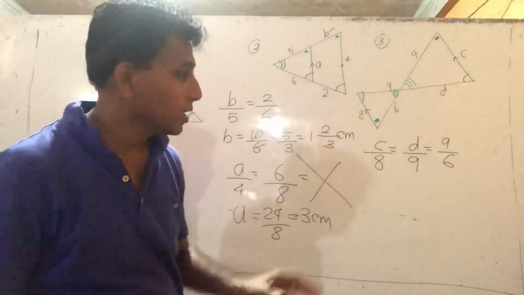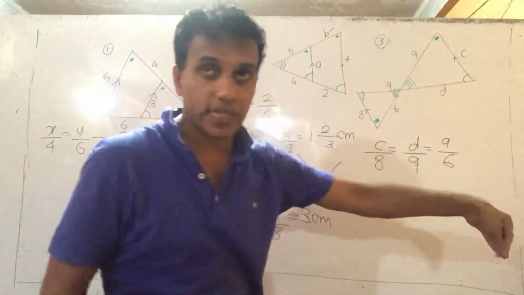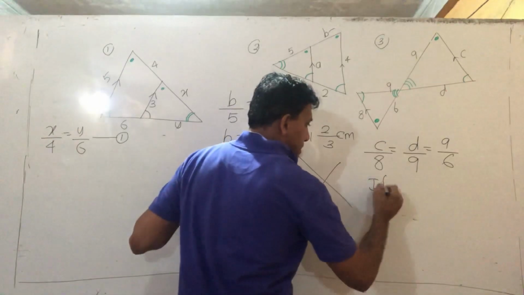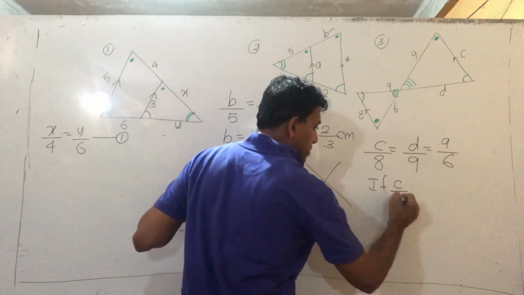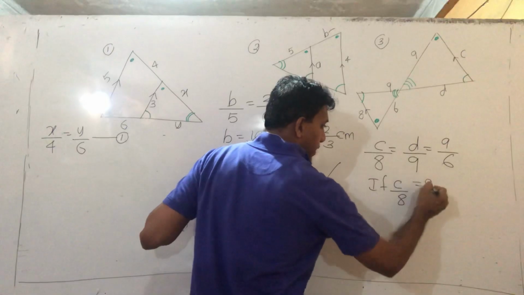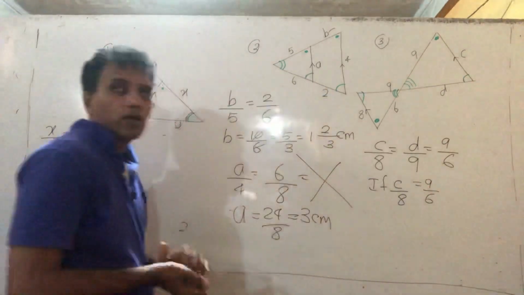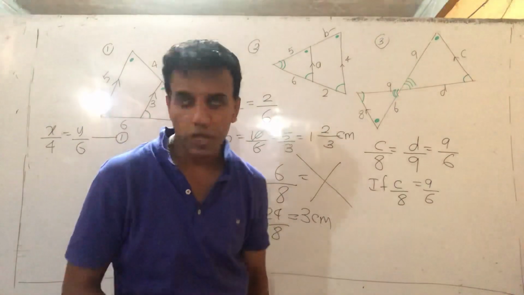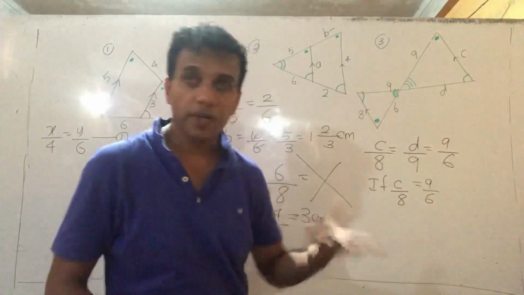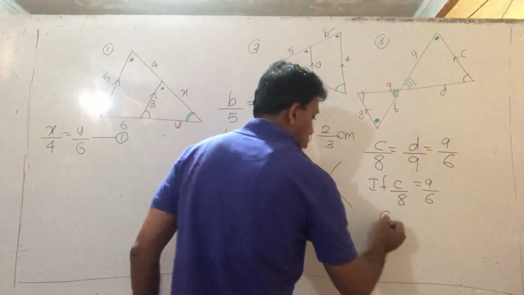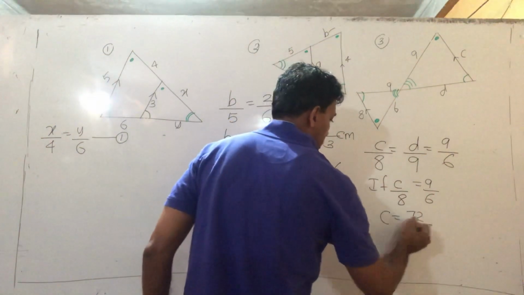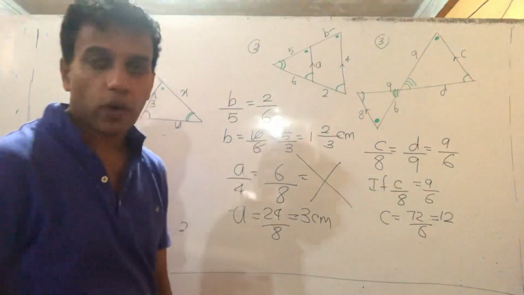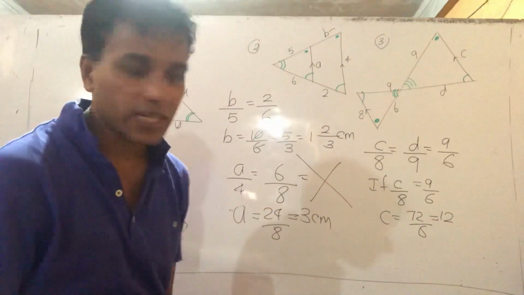Okay, now what? Take the first and the last. Find the C answer. So C over 8 equals 9 over 6. Find the C answer by solving that simple equation. Multiply: C equals 9 times 8 divided by 6, which is 12. C equals 12, in centimeters or meters, whatever.